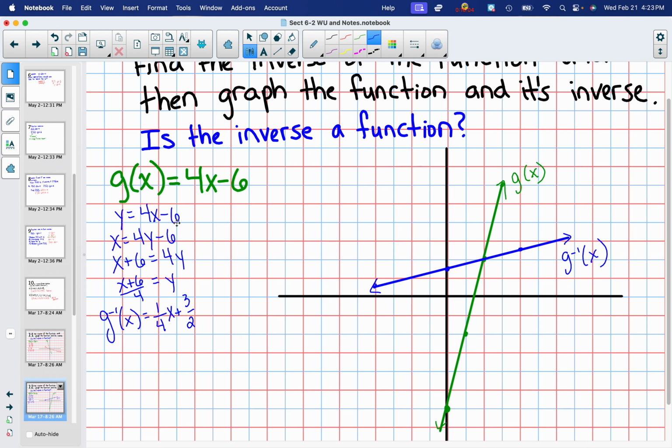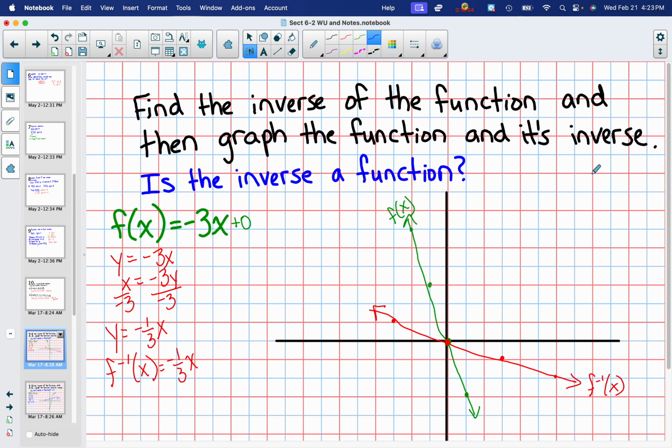Okay, so I went through and found my inverse. Now notice I got to this point where I have x plus 6 all over 4, and I split it apart. So I had 1/4 x plus 6 over 4, which reduces to 3/2. So then I graphed both equations, I labeled them, and then the question, is the inverse a function? So my inverse is what I have drawn in blue, and notice it passes the vertical line test, if you remember that from earlier on in the course. So then my answer is yes, it would be a function.